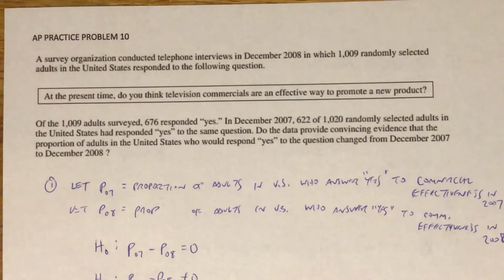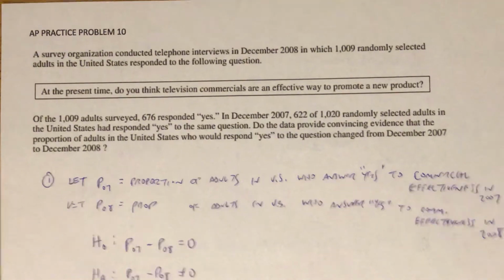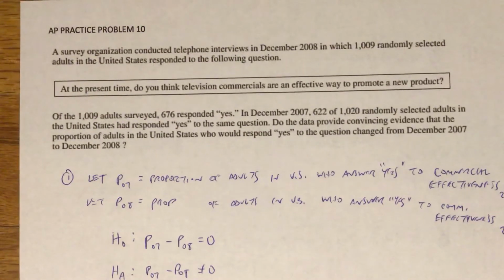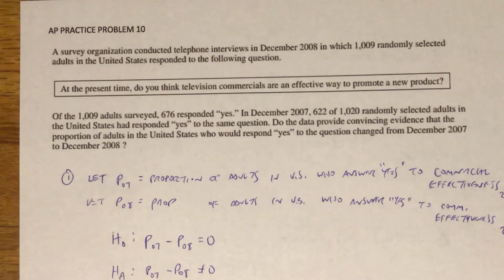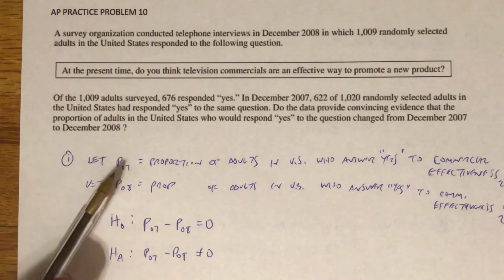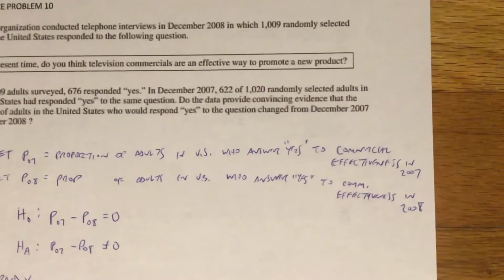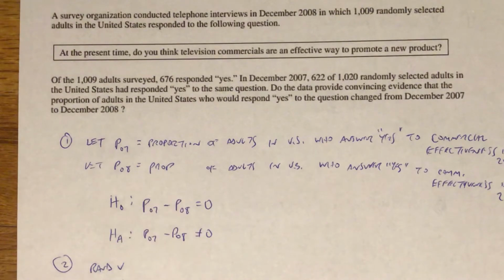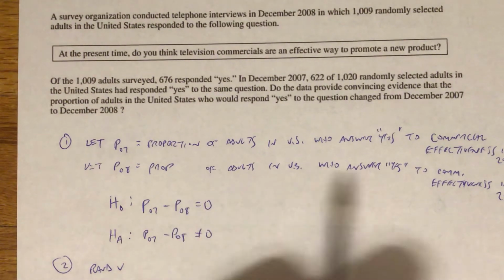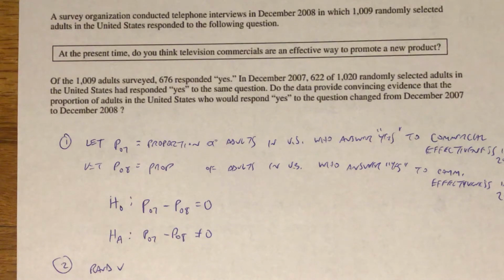All right, so let's go through the entire test. First, you should define your terms. They do allow you, if you say p sub 07, p sub 08, and you don't have to describe what they are. But I would be safe and describe them anyway. So I described p sub 07 as the proportion of adults in the U.S. who answered yes to the commercial effectiveness in 2007. And then same thing for p sub 08, the proportion of adults. I didn't write out the whole thing, but if you're taking the test, do what you've got to do. They probably won't make you write something like this out, but at least know what they're talking about.